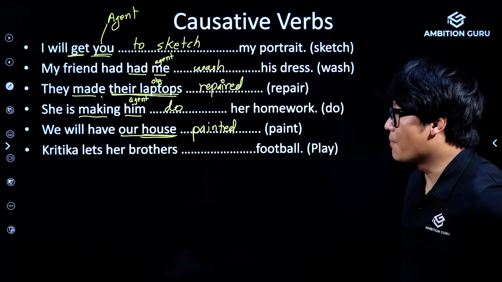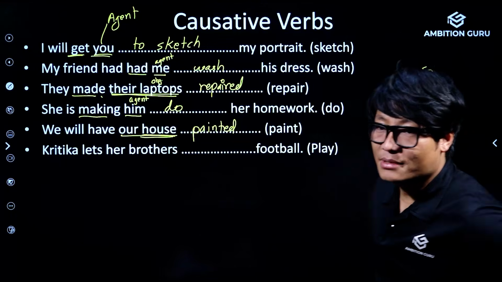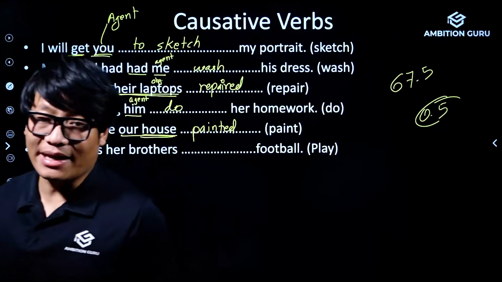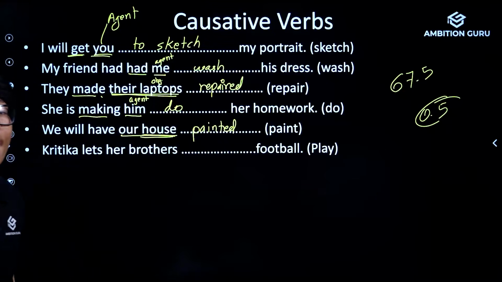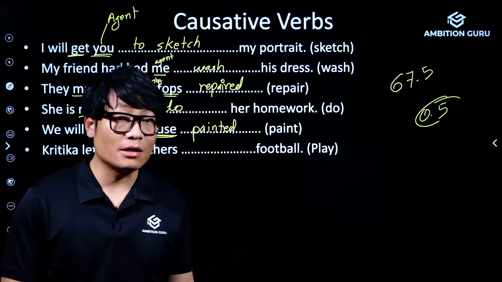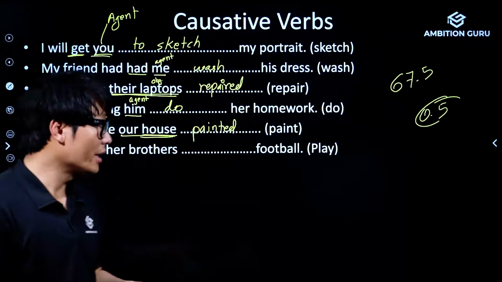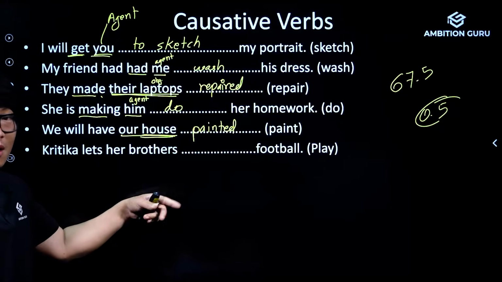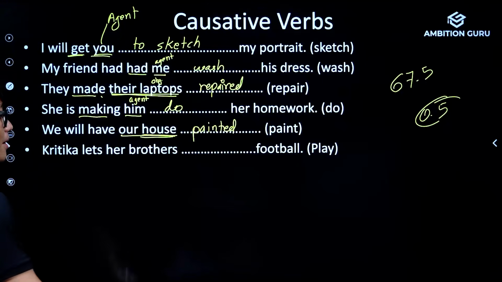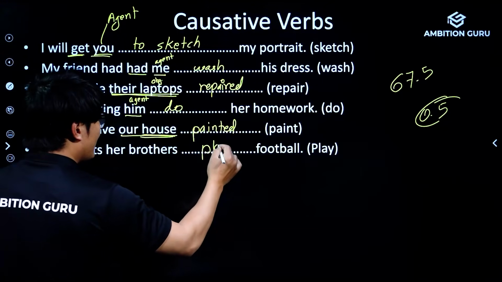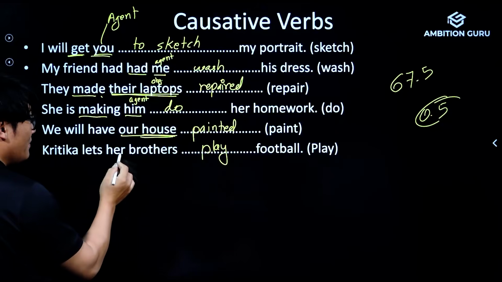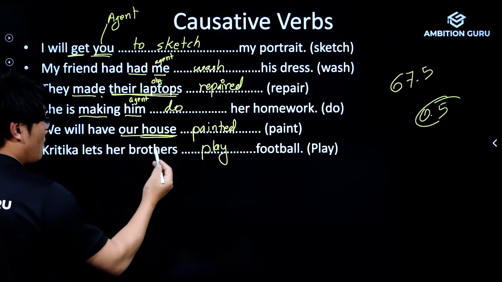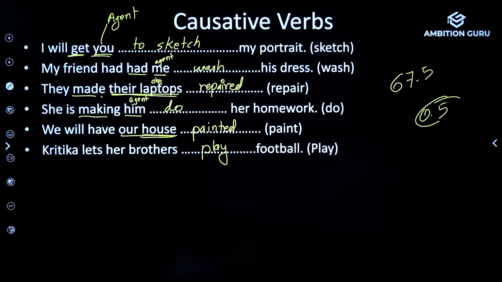Kritika lets her brother... what happens? There is "to play" or only "play" or "played." And absolutely, we know that. So obviously we speak like this: "Let me go. Let me go." And here it is "let her brother." Directly there should be verb 1. So play. Like "let me go," "let her brother play," like that.